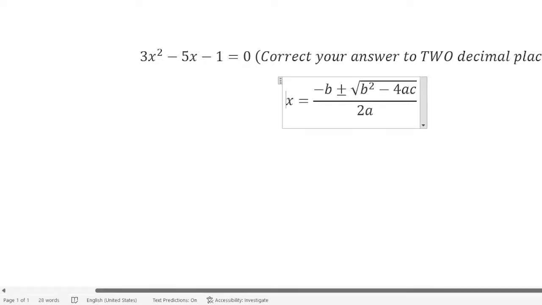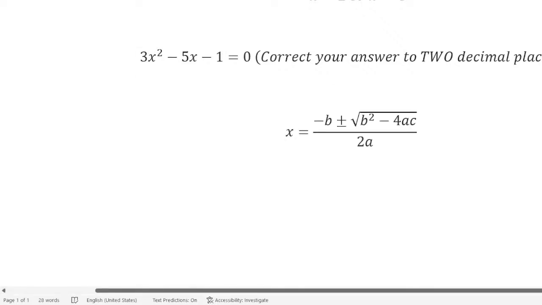All right, so this is our equation. It says x is equal to minus b plus or minus the square root of b squared minus 4ac, divided by 2a. The first thing you must always do is put the values of a, b, and c separately so that you don't make a silly mistake.